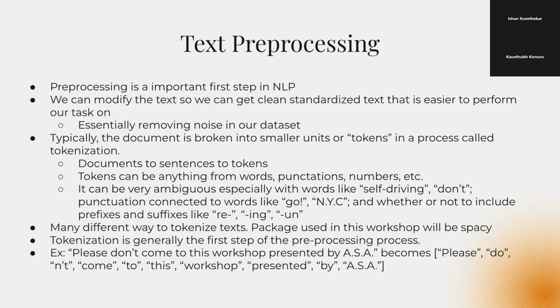Another issue is that even for English, it can be very ambiguous. If you have a word like self-driving, which is hyphenated, or don't, are you supposed to break this into two tokens or one token? Because with self-driving, obviously these two are connected. Don't is do not, it's the same issue. Same with exclamation marks or punctuation, or abbreviations like NYC. Do you want to separate it to N, Y, and C, or just keep that one thing? And there are also prefixes and suffixes. There are many different ways to tokenize text.